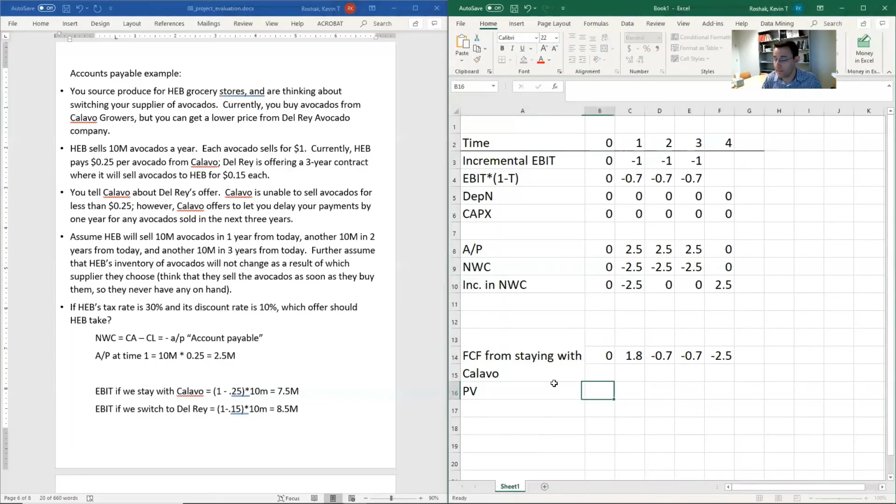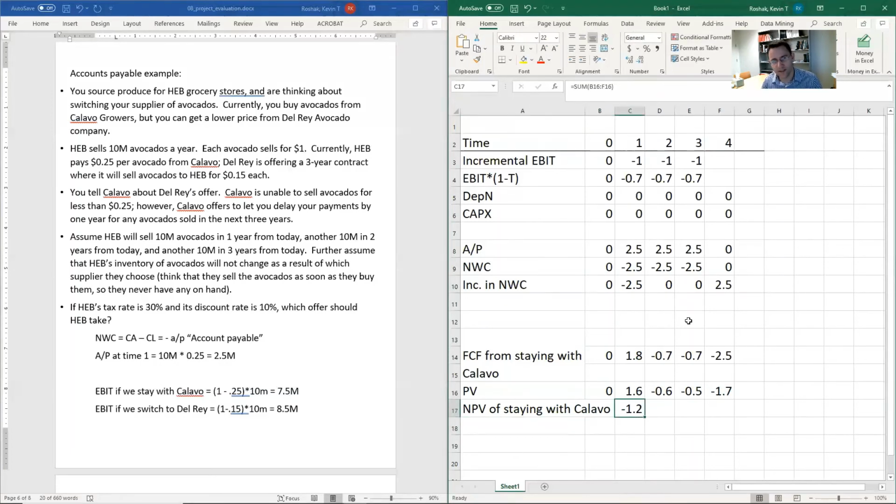So we can put all of this together, discount it to get the present value of the deal. The cash flow, the free cash flow, and then we discount it by 1 plus the discount rate of 10% raised to the time period here. So the NPV of staying with Calavo is the sum of all of those present values. So we get an NPV of about minus 1.2.